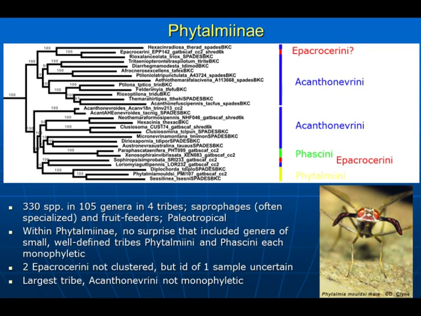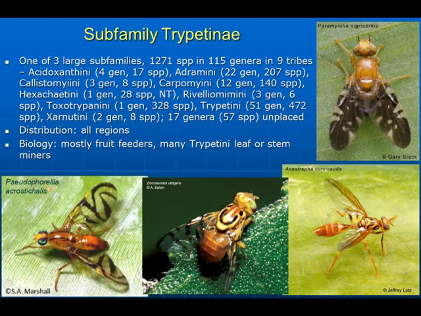Phytalmyeinae include some fruit feeders, but a lot of them are saprophages or specialized saprophages. Within this group, it's no surprise that the well-defined tribes Phytalmyeinae and Phasini are each monophyletic. We're not sure about the Apacrocerini, but the identity of the one sample is not clear. But the largest tribe, Canthonevrini, is definitely not monophyletic.